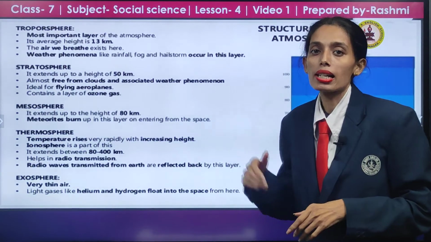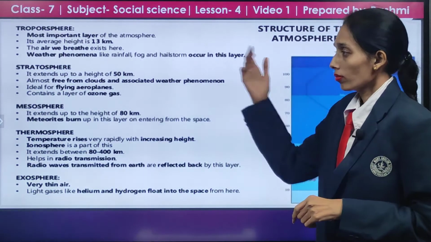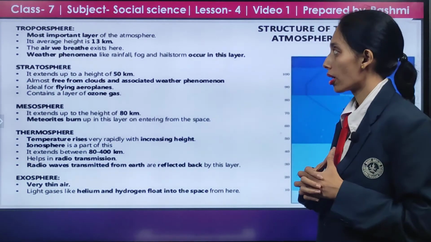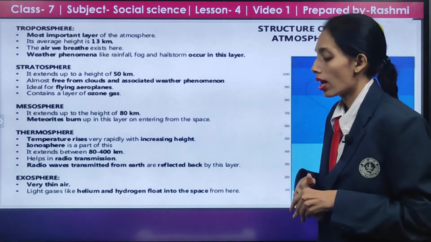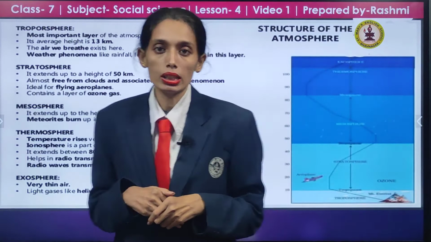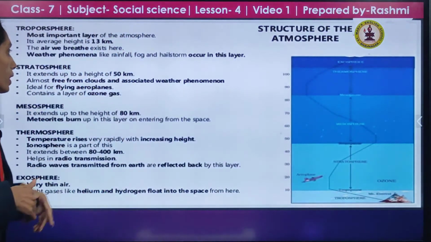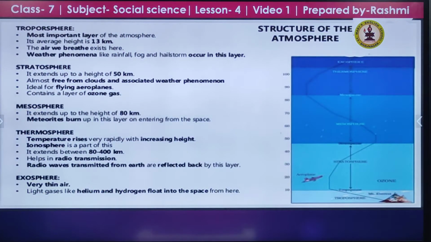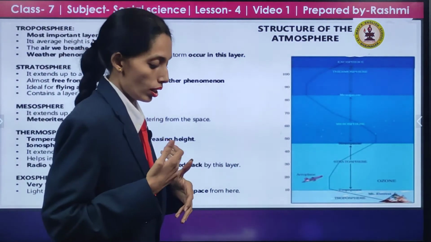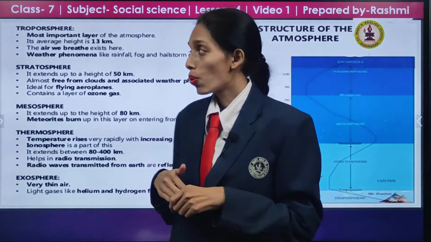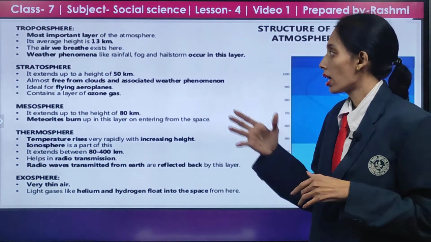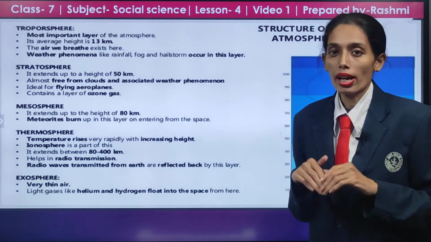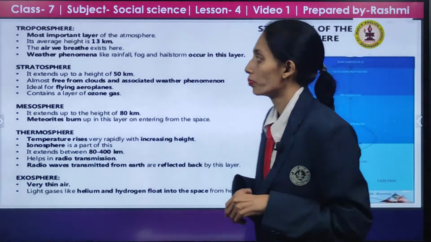Children, the first one is troposphere. It's the most important layer of the atmosphere. It is 13 kilometers average height from the Earth's surface. It has the oxygen present in the air, so we can breathe in the troposphere, and there are weather phenomena like rainfall, fog, hailstorm. That's why this area is not clear.